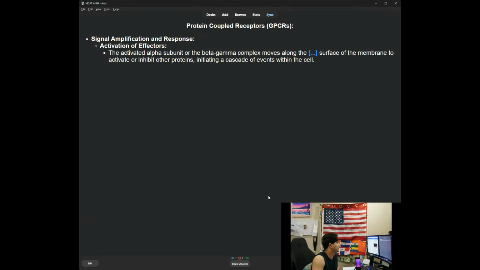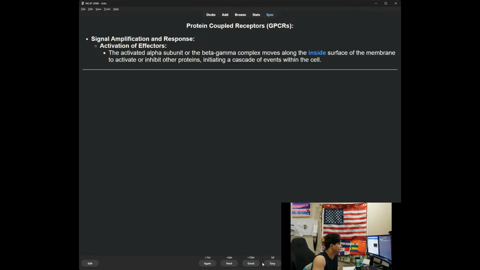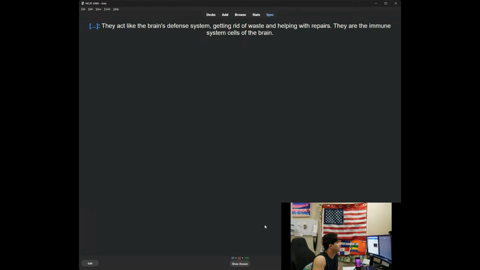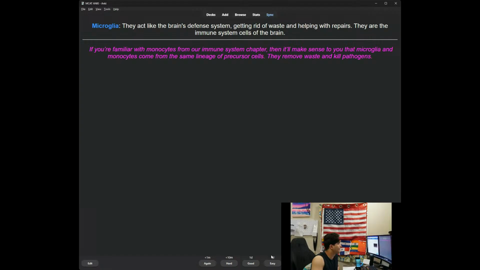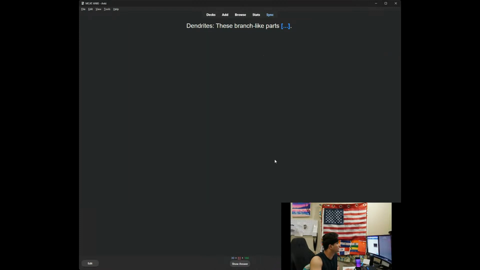The activated alpha subunit inside of the surface. Microglia come in the same lineage of precursor cells. Dendrites, these branch-like parts, are only on the receiving end of the message. They do not send the message or send neurotransmitters.